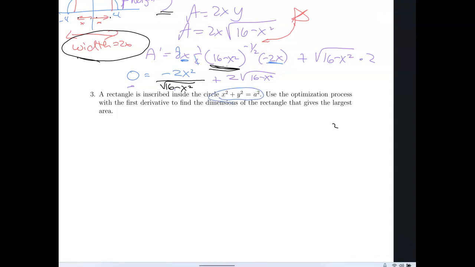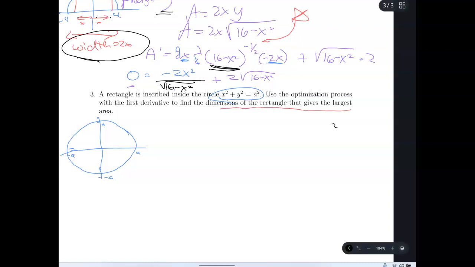All right, so now we're talking about this circle. Complete circle, not a half circle, complete circle like this. So it's got radius a, with points at negative a and a. And we want to use the derivative to find the dimensions of the rectangle that gives us the largest area. So again, we want to find the area equation, take the derivative of the area equation, and set it equal to 0. Okay, so let's talk about what the area of the largest rectangle would be.